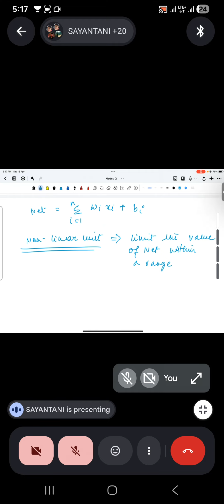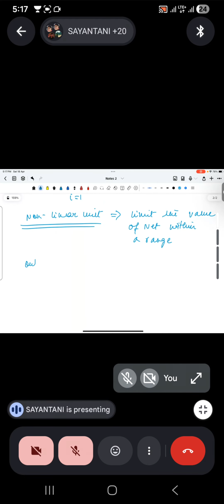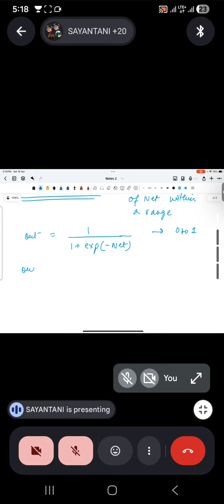So how do I do that? For instance, your out value can be a sigmoid function. I mean, the net value can be applied to a sigmoid function to get the out value. All of you know what a sigmoid function is. This is a sigmoid function, so your out value gets limited between 0 and 1. Or your out value can be designed as a hyperbolic tangent function.